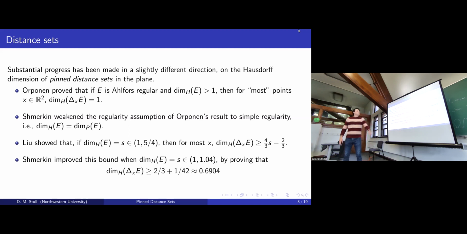So Orponen proved that if E is Ahlfors alpha-regular, which is some strong regularity condition on the set, and the Hausdorff dimension of E is strictly greater than 1, then for most points in the plane, the Hausdorff dimension of the pinned distance set is equal to 1. It's the most it can be. Shmerkin weakened the regularity assumption of Orponen to just simple regularity, meaning that the Hausdorff and packing dimensions agree.